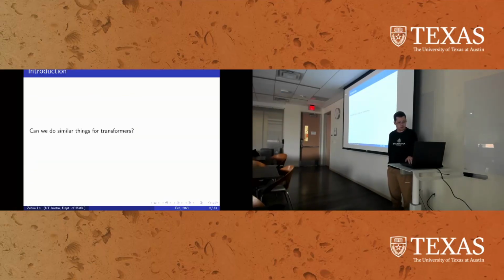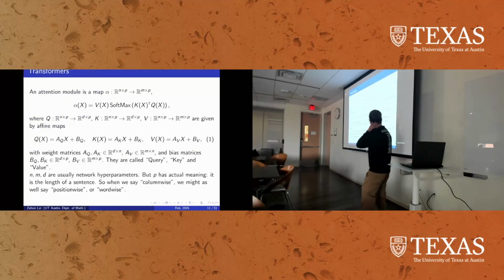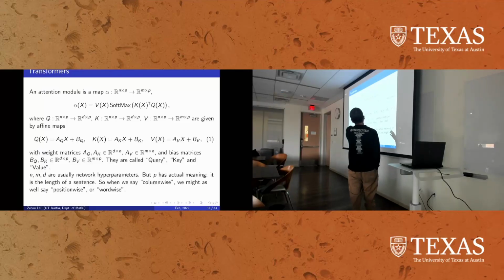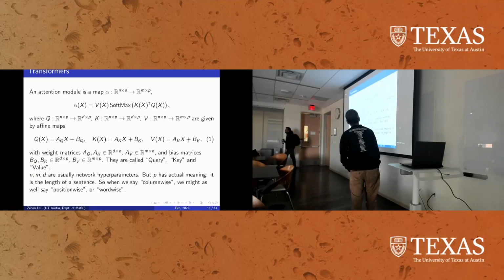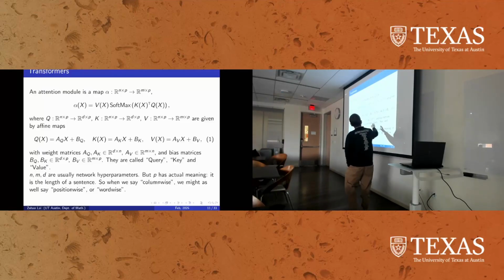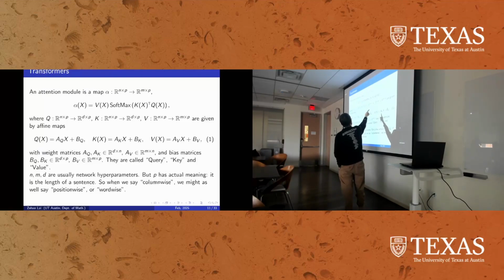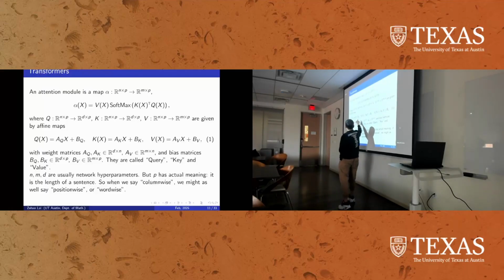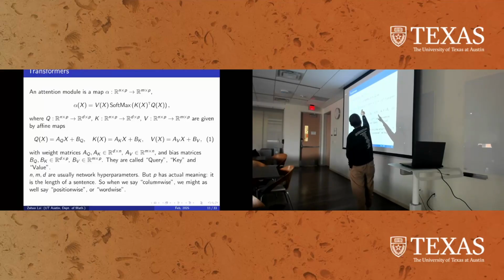And then our goal is to do similar things for transformers. So a transformer is defined by this. The basic building block of a transformer is called the attention module. So an attention module is a map that looks like this. There are three maps, V, K, and Q. Those V, K, and Q are all affine maps, so they are all given by some AX plus B. And those three affine maps are composed in this way. So it's V times softmax times K, Q.